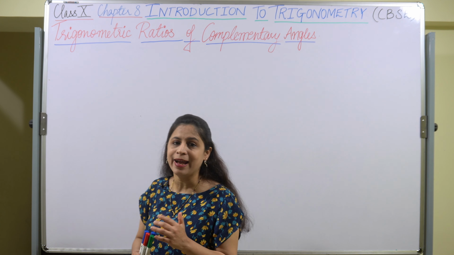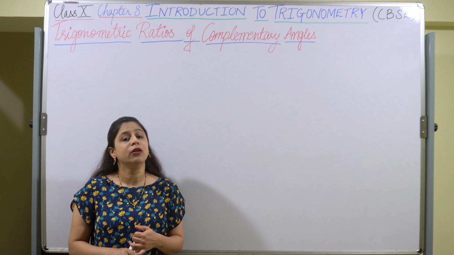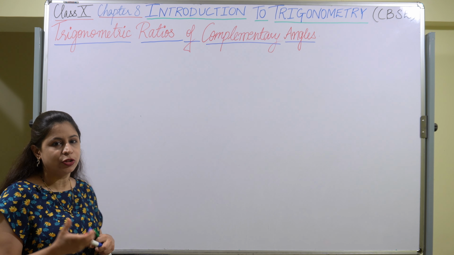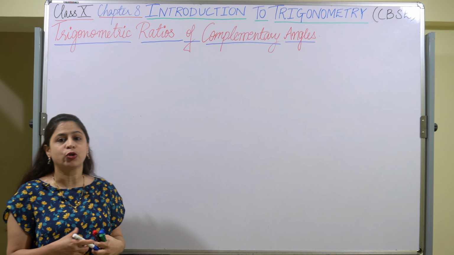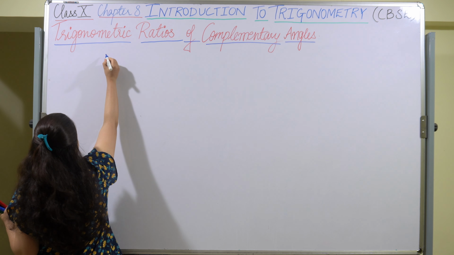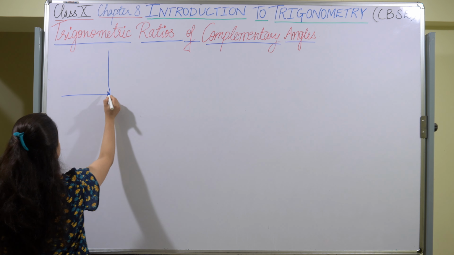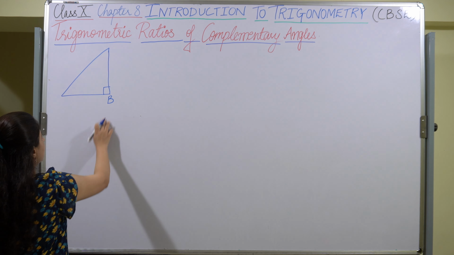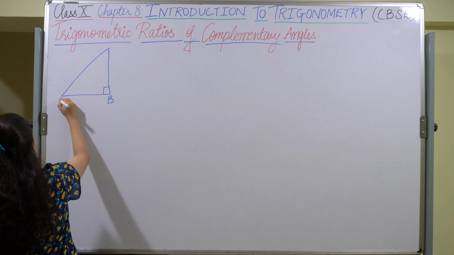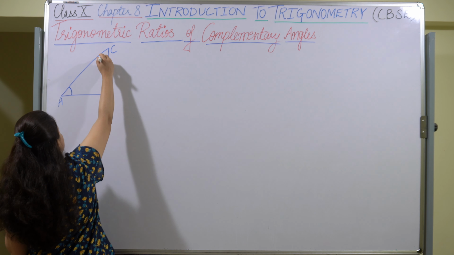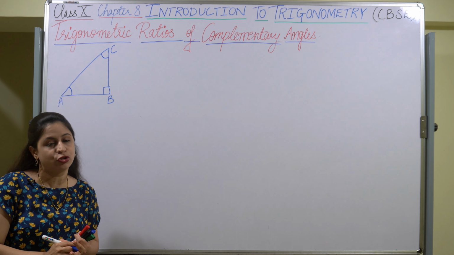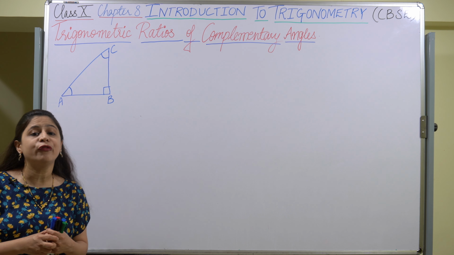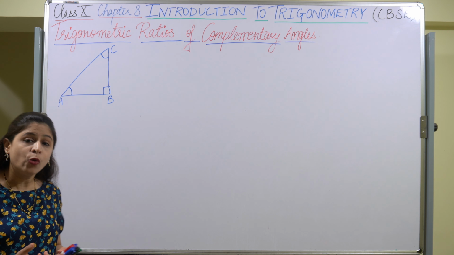Now let us take a triangle to be a right angle triangle, right angled at B. Let us draw a triangle first in order to derive the trigonometric ratios of the complementary angles. So this is my triangle, right angled at B, and A and C are the other two angles of the triangle. A and C are said to be the complementary angles because the sum of A and C is equal to 90 degrees.